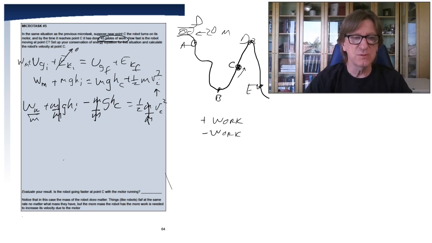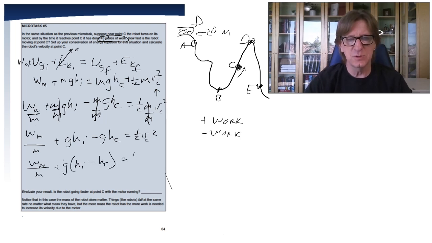So let's rewrite what we've got here. I've got Wm over the mass, so the work done by the motor over the mass, plus g hi minus g hc is equal to 1/2 Vc squared. Now I'm going to factor out that g. And so I get Wm over m plus g times (hi minus hc) is equal to 1/2 Vc squared. I need to divide by 1/2 or multiply by 2. They mean the same thing.